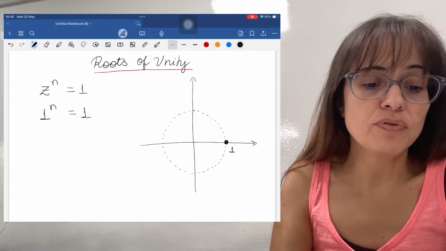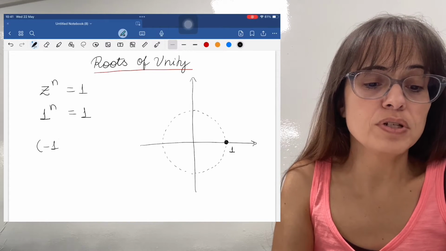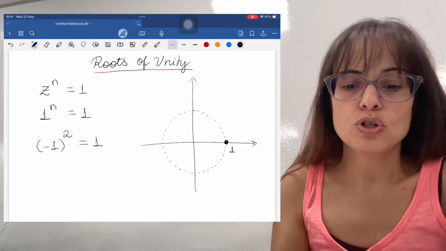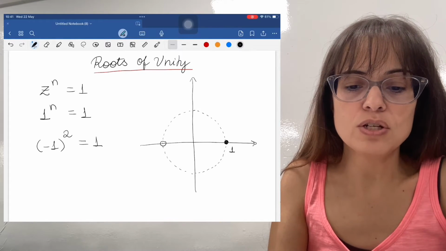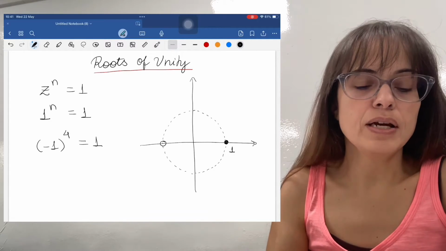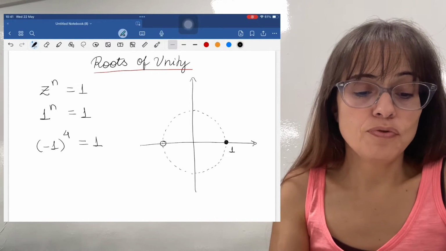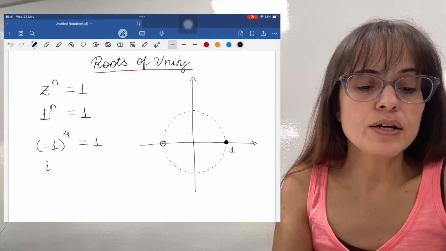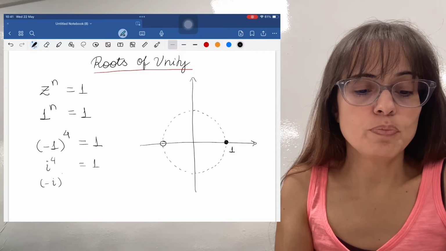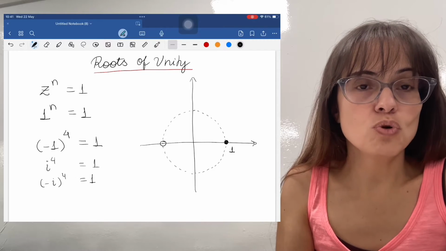But for example, if n is 2, you already know that there is another one, because negative 1 to the power of 2 is also equal to 1. So for n equals 2, you would have this one as another root of unity. For 4 as well, in fact, any even number. But when you do 4, you also have i to the power of 4 is 1, and negative i to the power of 4 is also 1.